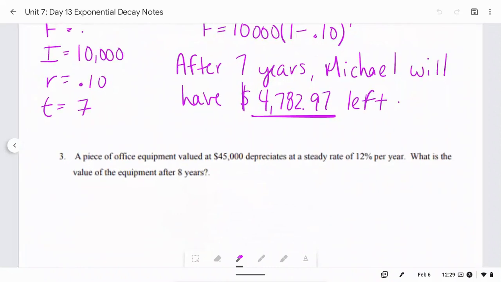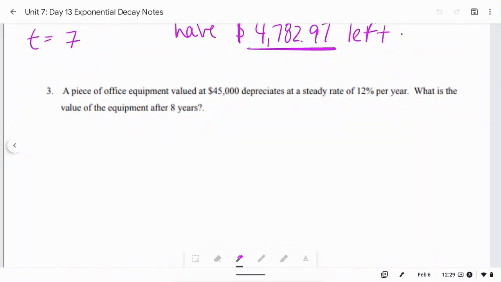All right, let's take a look at the next example. The next example says a piece of office equipment valued at $45,000 depreciates at a steady rate of 12% per year. What is the value of the equipment after 8 years?